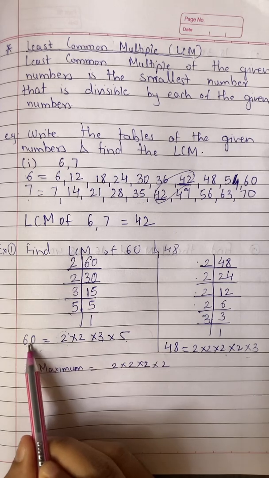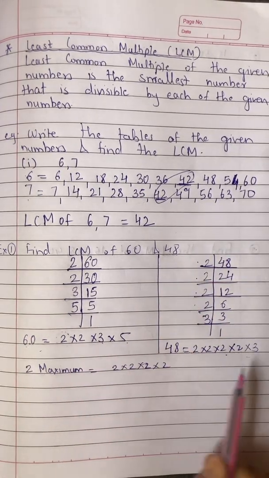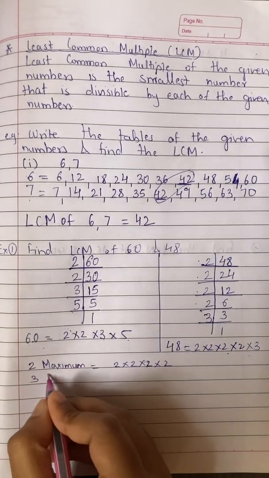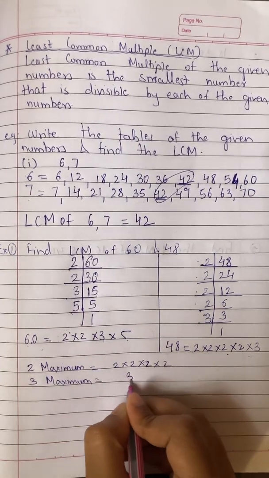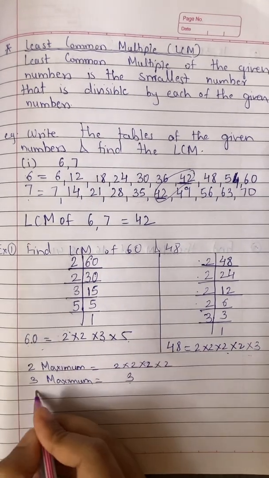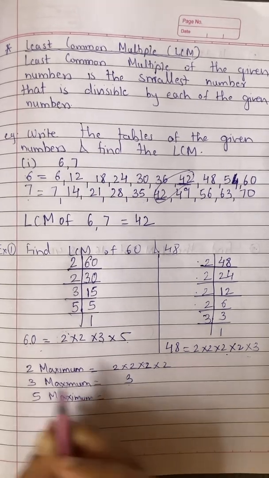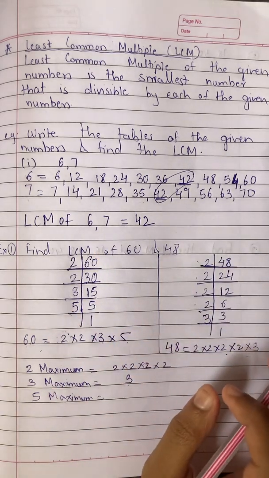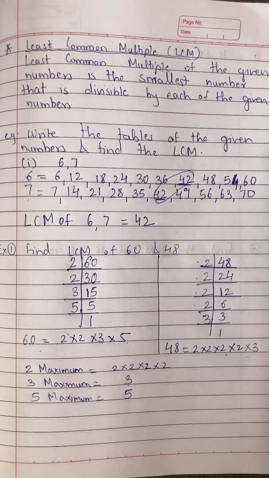Now check for 3. First check in 60. In 60 it occurs only one time. You can see here only one time. And in 48 also it occurs only one time. So you can take any number you want, because anywhere it occurs one time only. So I will write down only one time 3. Now the remaining number is 5. Now check 5 maximum, where does it occur? In 60 it occurs one time, and in 48 it is not there. So we have to anyhow take 60, and because it occurs only one time, I'll write down only one time.